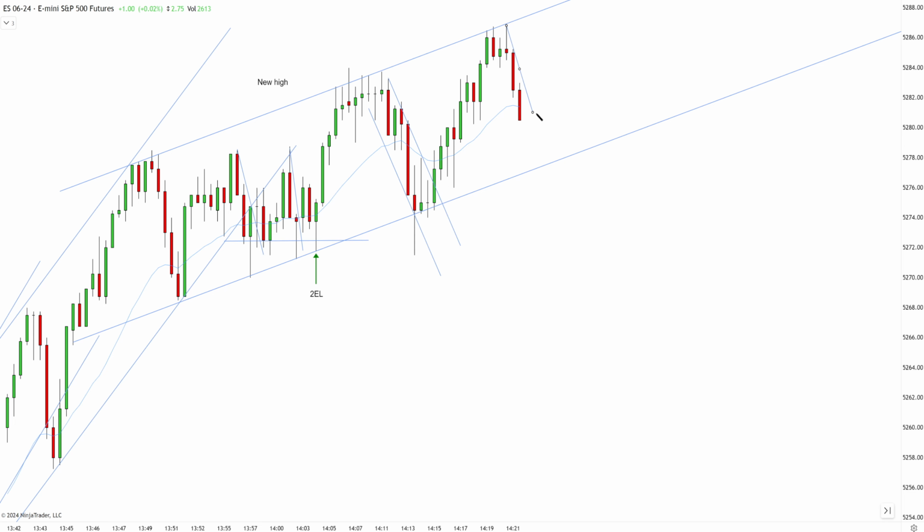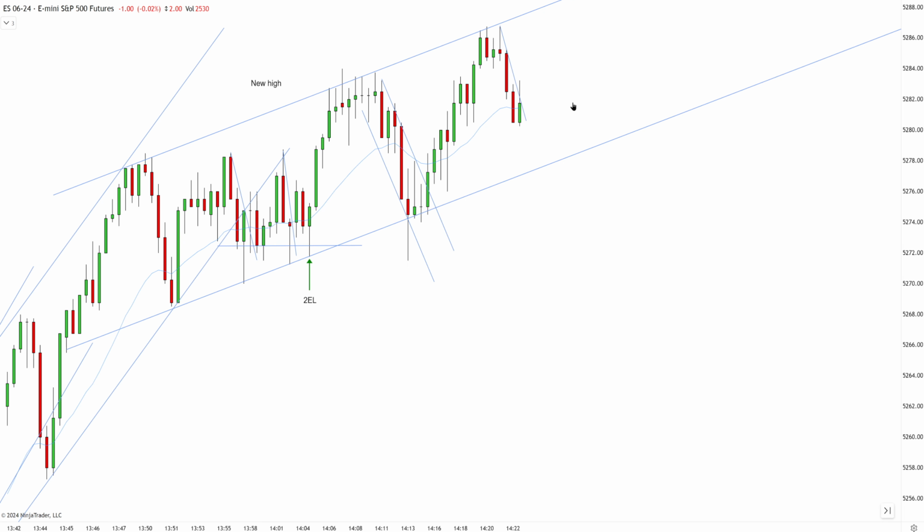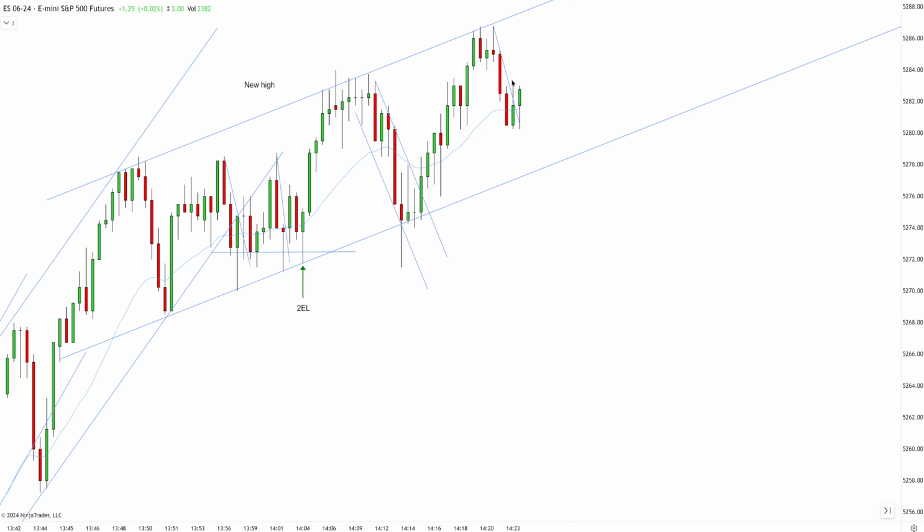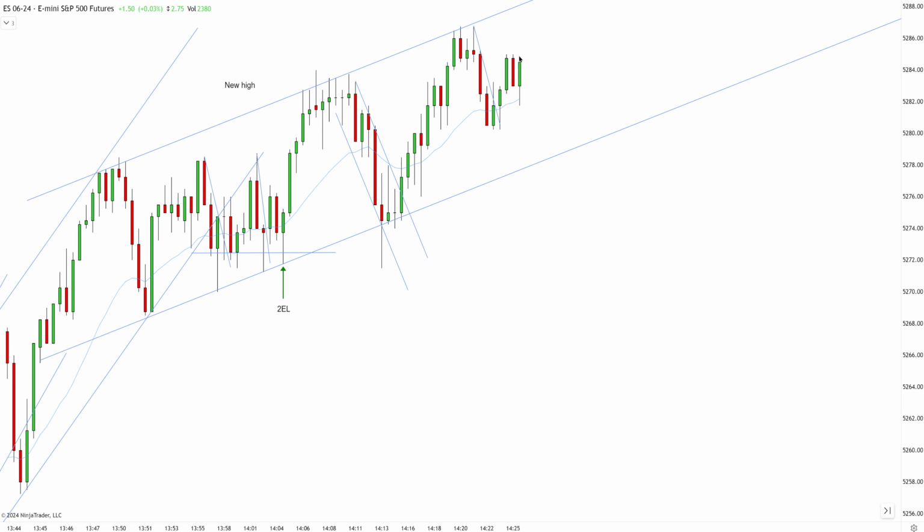Micro double top can reset. What am I thinking about? Second entry long at the EMA, new high. First entry long, no break below, so the first entry long is still in effect. And now we have a second entry long off the EMA, great tier 1 single bar. This is a great setup. Okay, second entry long.